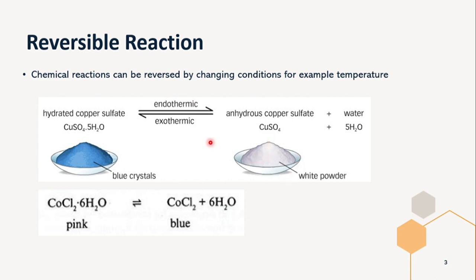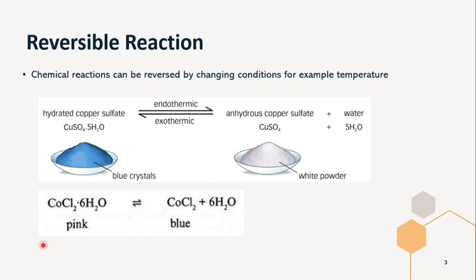Another similar example is cobalt chloride, which is pink in color. If I heat it, the water molecules associated with that crystal salt will be removed and it will turn blue in color. Again, if I add water to that blue anhydrous cobalt chloride, it will again turn into the pink colored cobalt chloride salt.